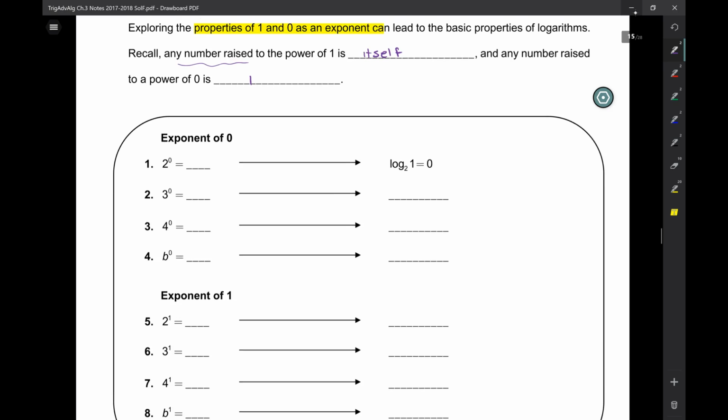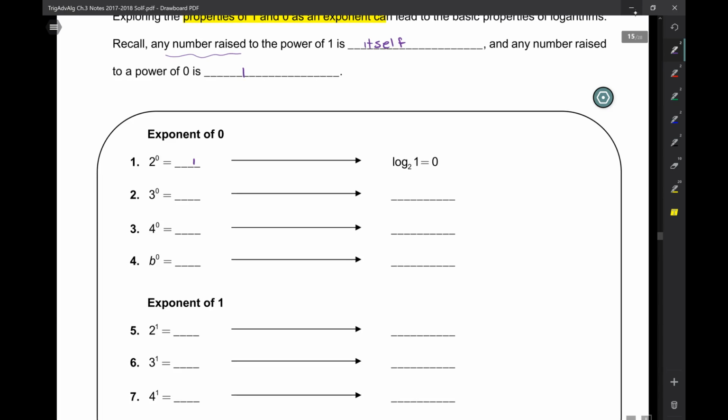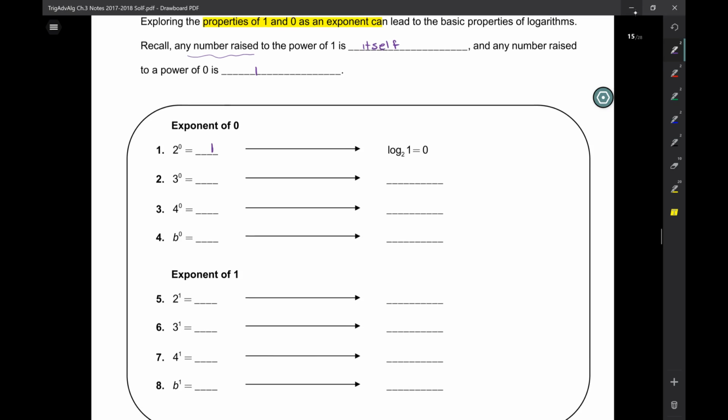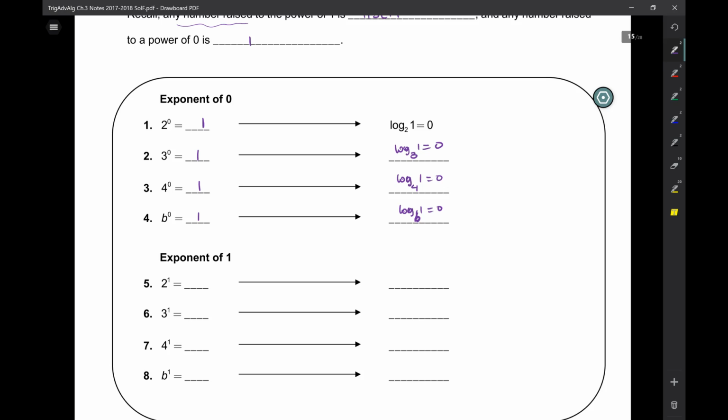All right, so let's take a look at this very quickly. 2 to the 0 then gives me what? 1. And if I were to write this in logarithmic form, look, log base is 2, exponent is 0, 1 goes there. So take a look at the other one. 3 to the power of 0 then would be 1. 4 to the power of 0 would be 1. B to the power of 0 would be 1. All right, so go ahead and fill in the right side of this. Did we all get the same thing as this? Yes? Okay.